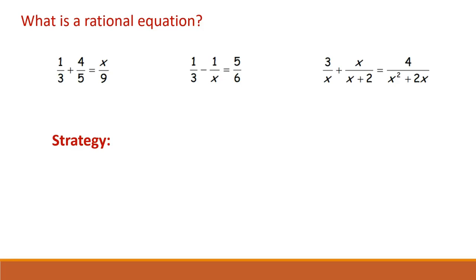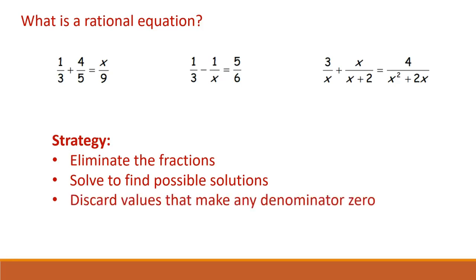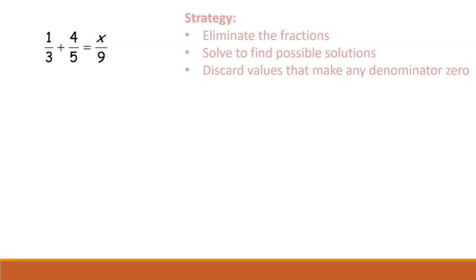for approaching them. First, we'd really like to eliminate the fractions to make the equations easier to work with. Once we do that, we can solve the equation to find possible solutions. We say possible solutions because sometimes when we solve, we come up with values that make the denominator of a fraction equal to 0. And since we can't divide by 0, those numbers have to be thrown out. So let's see how to use our strategy to solve a rational equation.